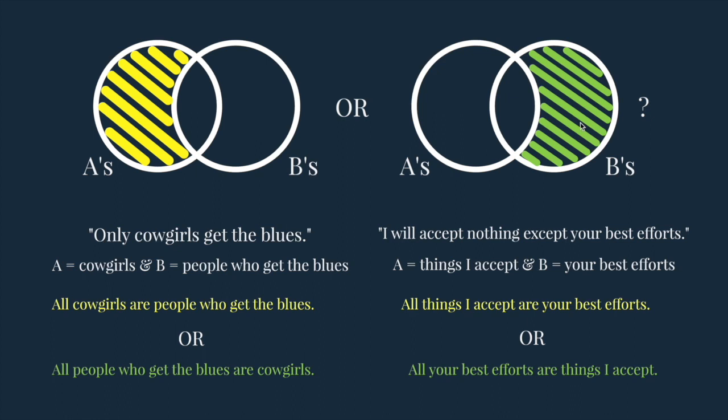I will accept nothing except your best efforts. Well, A is the set of all things that I accept. B is the set of all things that are your best efforts. When I say I will accept nothing except your best efforts, well, look at this. Look at all of this stuff that I'm accepting, all of the stuff that's in the set of things that I will accept that is not in the best efforts set. So I'm accepting plenty of things here that are not your best efforts, and that doesn't match I will accept nothing but or nothing except your best efforts. So in this case, the first option is the accurate translation. The second option is my inaccurate translation.